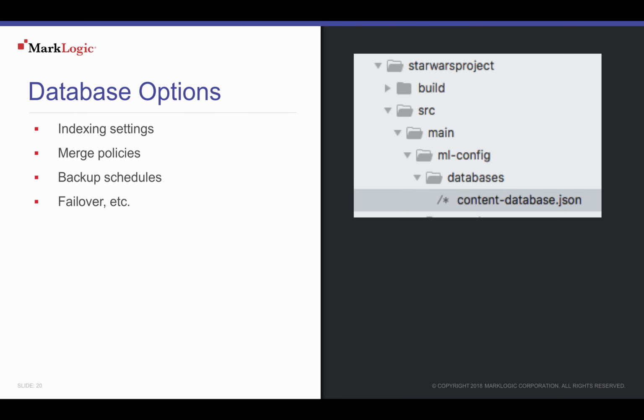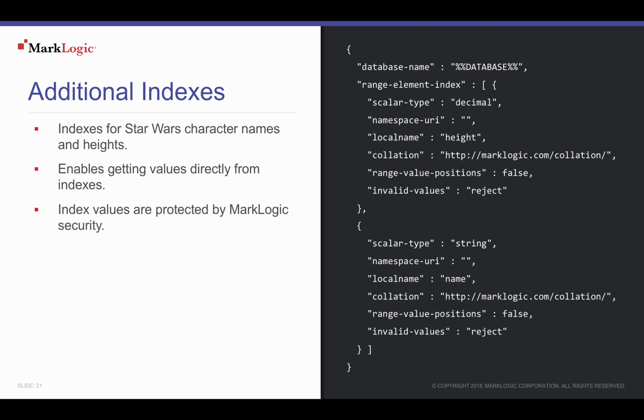We can add or change default database options by configuring them in the content-database.json file. Additional indexes, forced merge policies, database backup schedules, failover, and other desired database settings can be customized and deployed. Our application will display Star Wars character names and their heights in Google Charts on a web page. To quickly access this data, we'll index these two fields, enabling us to return desired data directly from indexes.